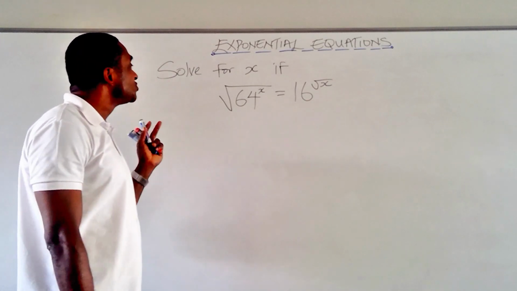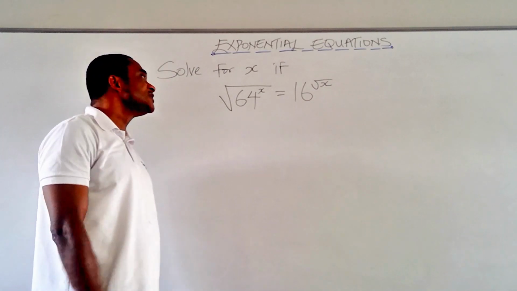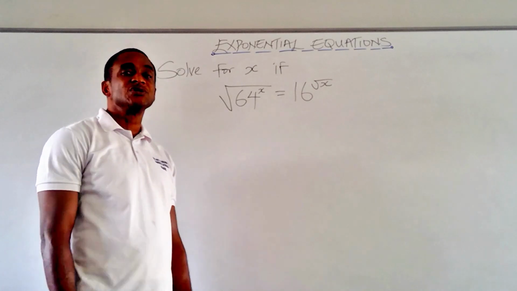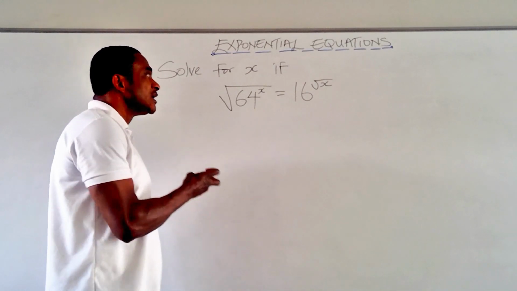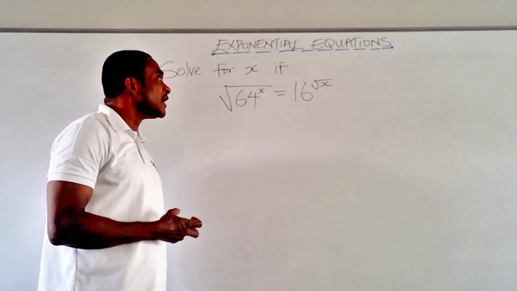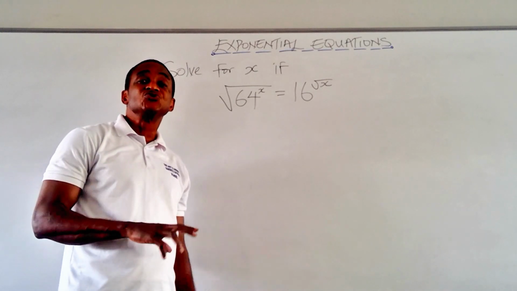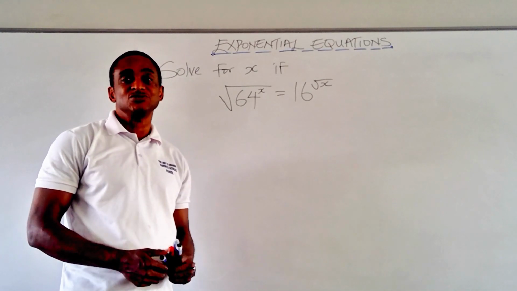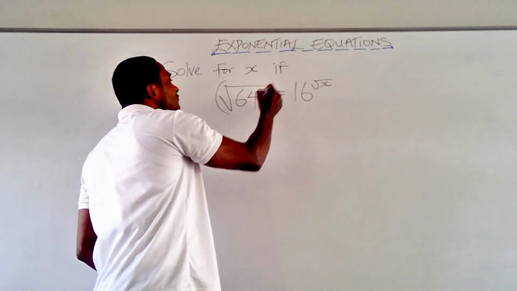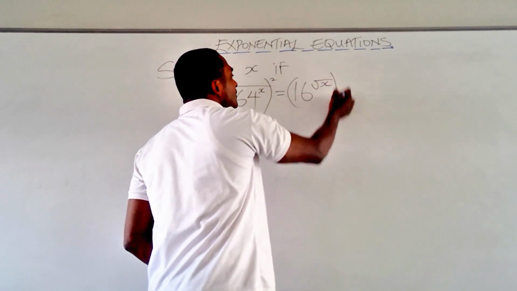Here it says that we should solve for x if root of 64 exponent x is equal to 16 exponent root of x. When you have surds or roots on any number and you want to solve that problem, the best option is to square both sides and eliminate those roots. It helps you to simplify the expression. So first things first, we square both sides.